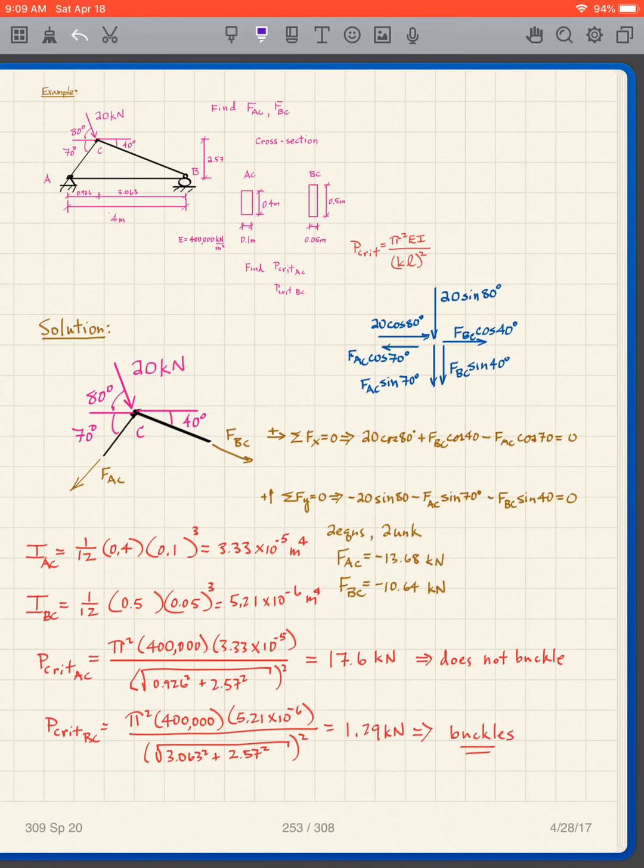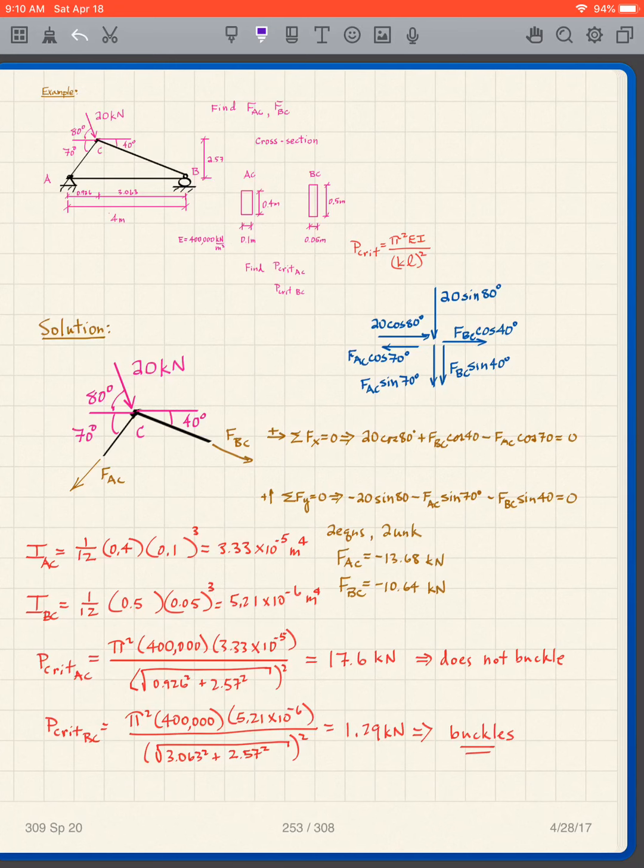Same thing for this one. The b is 0.5, the h is 0.05. So don't get fooled if I show you the cross-section like that. You have to know how to get the smallest moment of inertia there. So I get these moments of inertia, and then I have what I have.